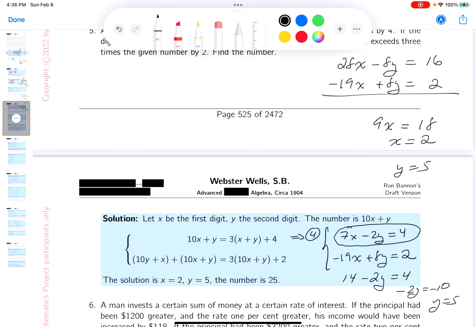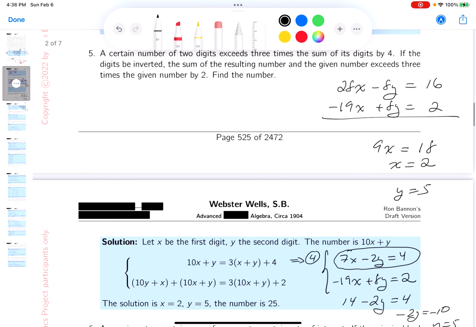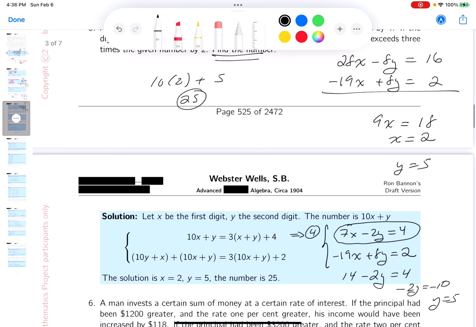Now, someone says, is that their question, what x and y is? No, they said find the number. Well, what's the number? If you recall, the number is 10x, right, plus y. So it's going to be 10x, 10 times 2, plus the y, which is 5. So the number is 25. All right? And that's written over there.